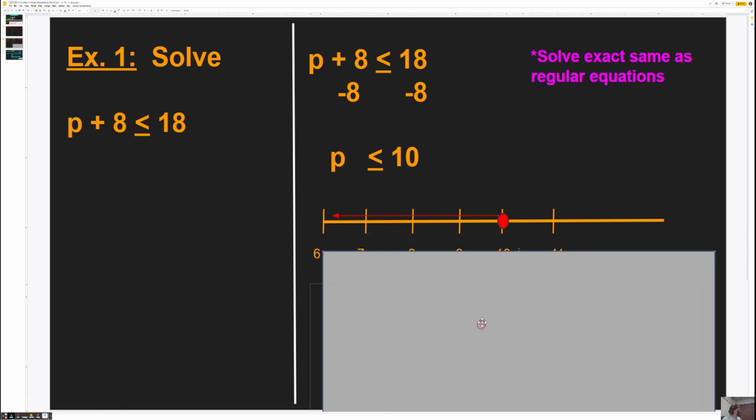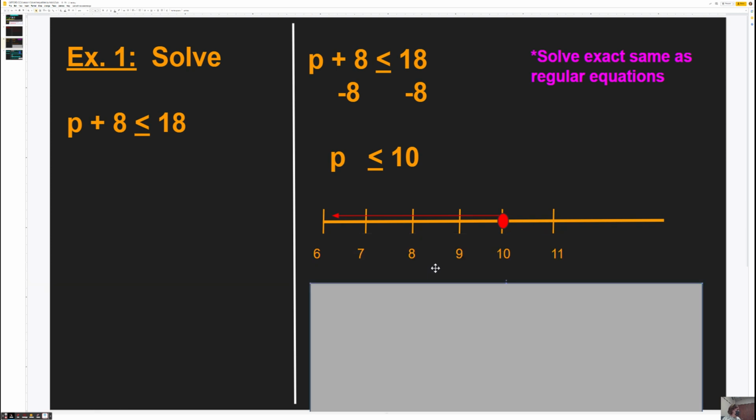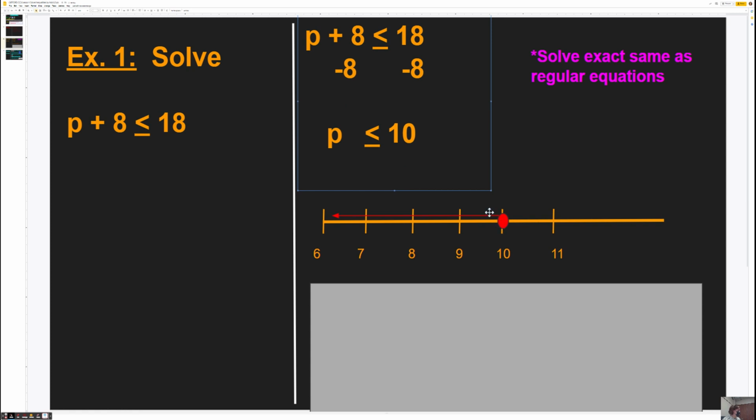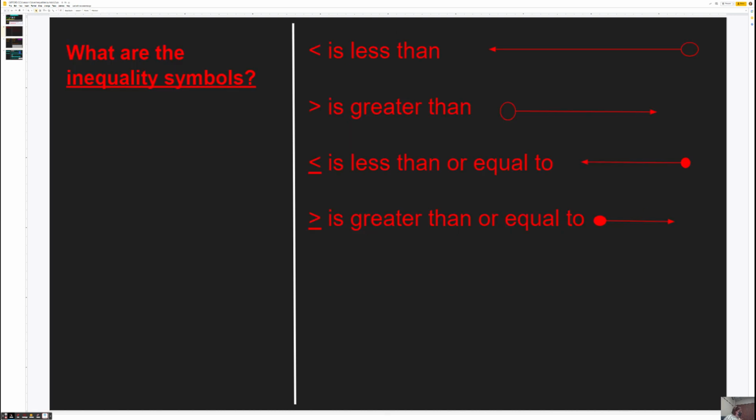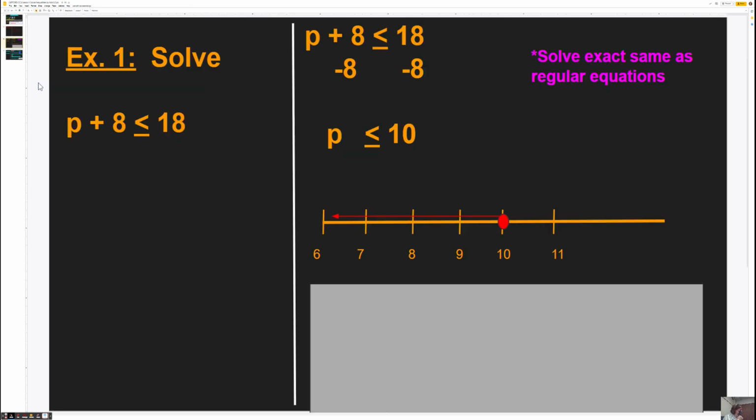Now, we can also graph this on a number line. So as you can see here, I'm going to move this line up, I think, or not. There. I'm out of practice, people. I am out of practice.